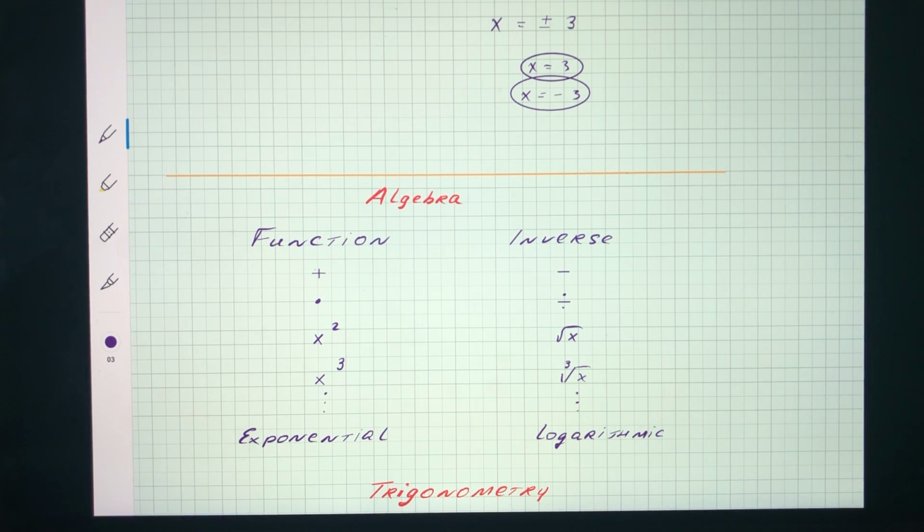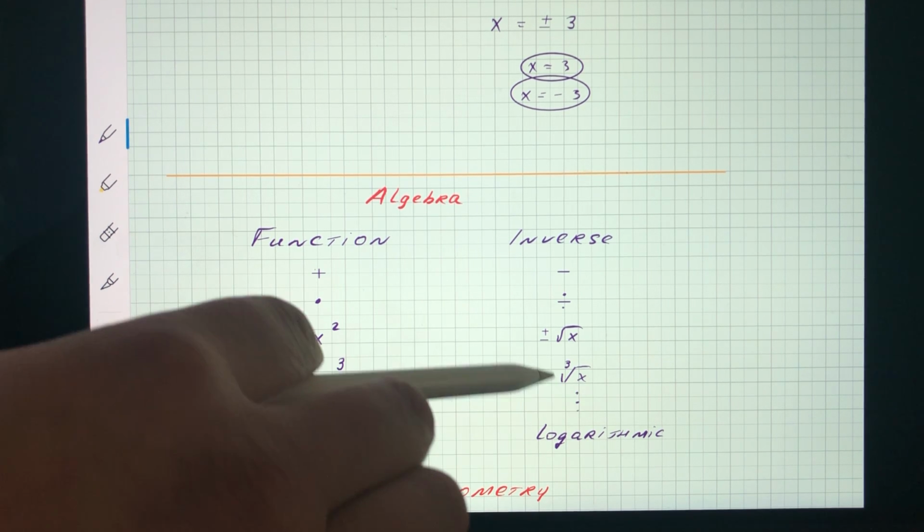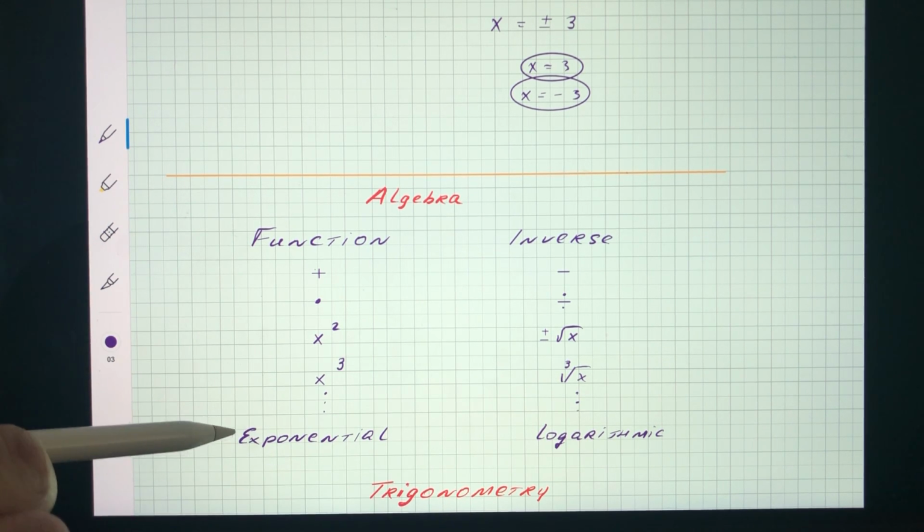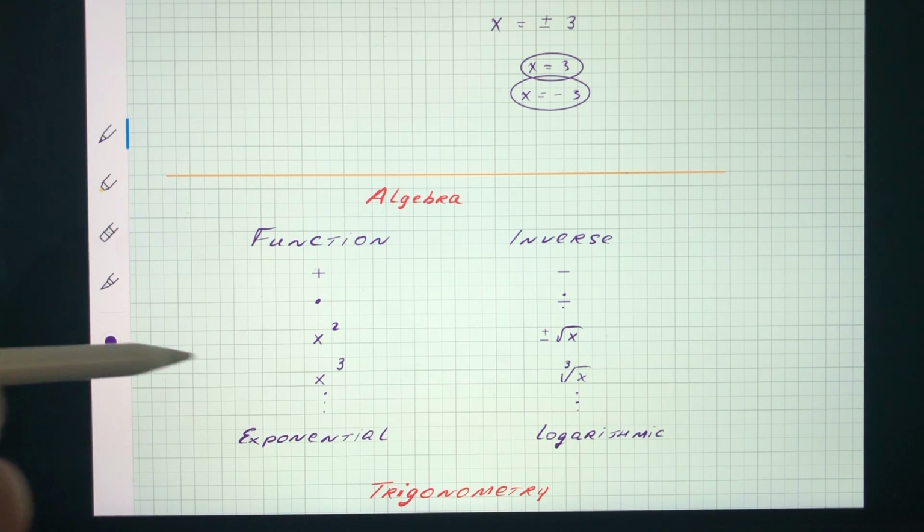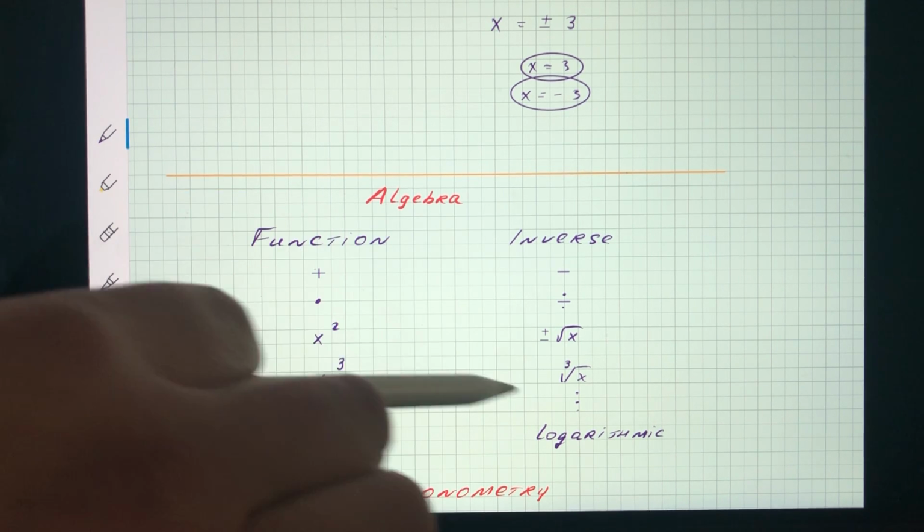When we have an even root, we have plus minus in front. When we have an odd root, we do not need plus minus. Exponential and logarithmic functions will also cancel each other out. So these are the main functions we see in algebra, and that's how PEMDAS helps us to solve the equations that have these components in them.